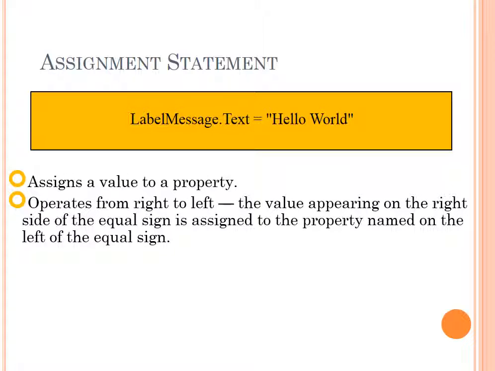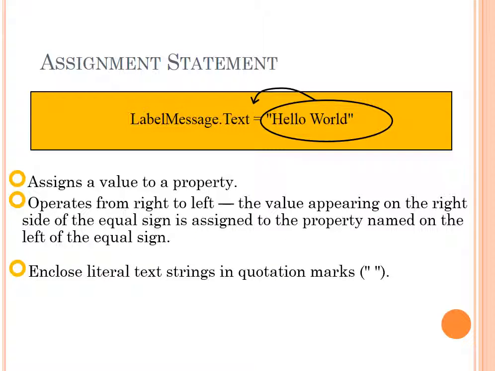Now, it's important that you understand that in an assignment statement, the computer begins on the right-hand side of the equal sign and figures out what that is, and then it assigns that value to what's on the left-hand side of the equal sign. Okay? Now, in this case, what we are assigning to the text property is the literal string, hello world. Literal strings in programming are encased in quotation marks.